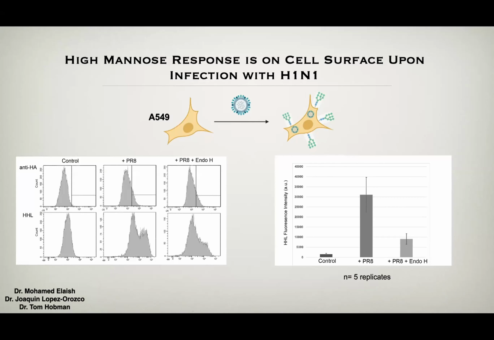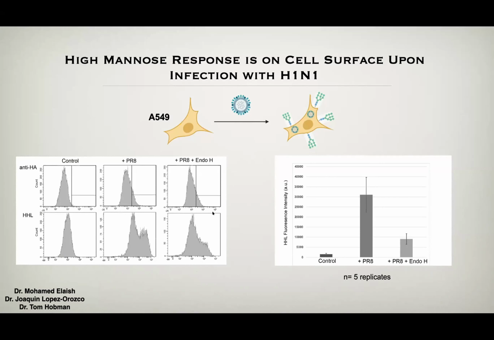Just to show that this is actually at the cell surface, we did a flow cytometry experiment with hemagglutinin. These are A549 cells treated with PR8, which is an H1N1 strain. And these are control cells. You can see that there's no hemagglutinin. This is plus PR8. You can see that you have a cell population that has hemagglutinin coming up. And then this is, of course, PR8 with endo-H. Again, you have a population with hemagglutinin coming up. And what you see is that HHL binding is highest when you have infection.